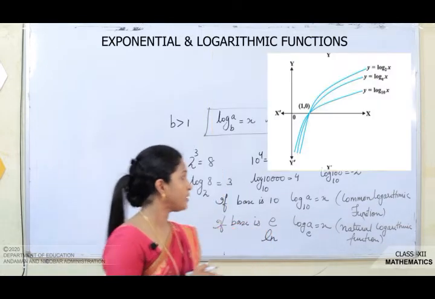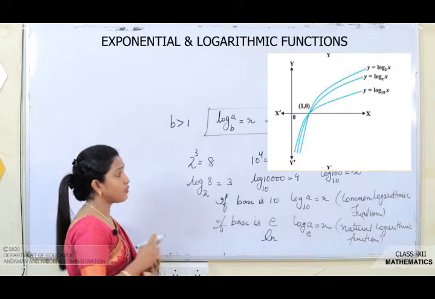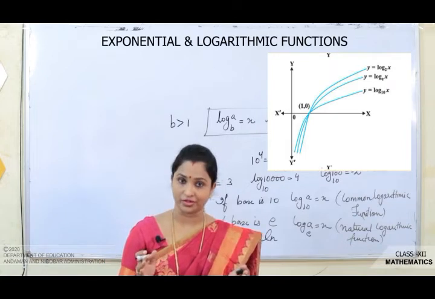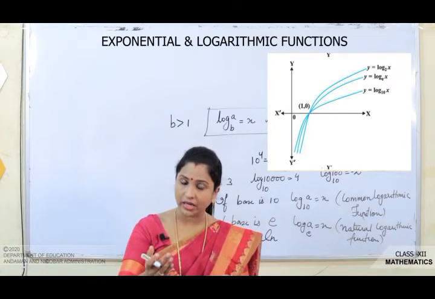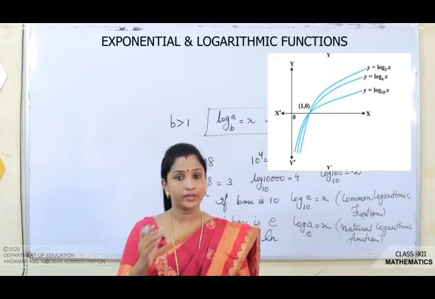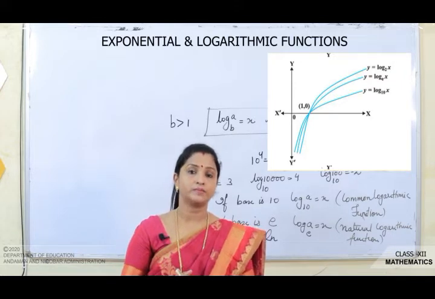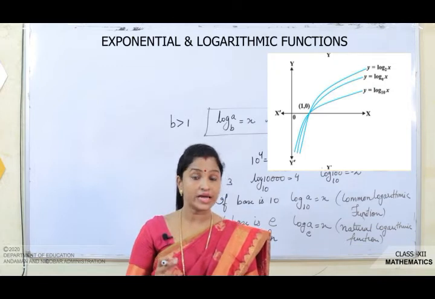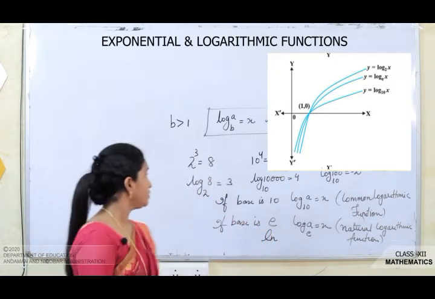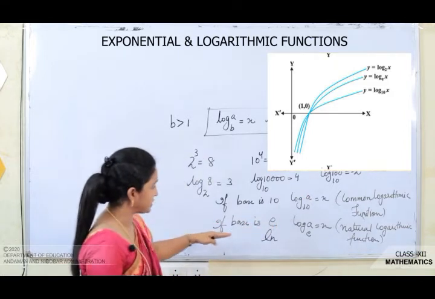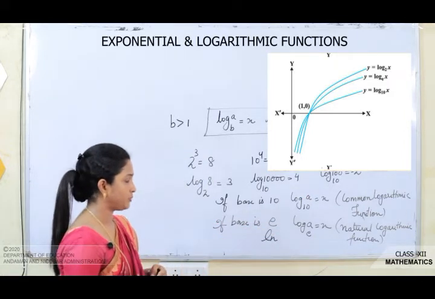One more thing you can see in the graph is that the point (1, 0) always lies on the graph of log function. Just as I told you in exponents that (0, 1) always lies on all exponential functions, in the same way in logarithms (1, 0) always lies on the graph of log function. Now, as I told you, when the base is 10 it is called common logarithm, and when the base is e, it is the natural logarithmic function.